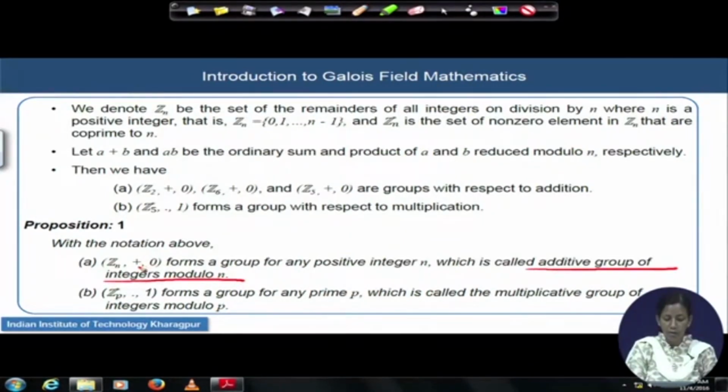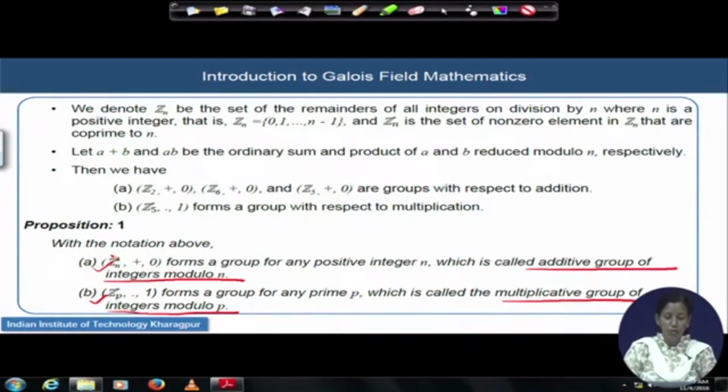So we have to prove that this forms a group. And again, if p is a prime number, then Z p star with multiplicative operator and identity element 1 will also form a group for any prime number p, which is called the multiplicative group of the integers modulo p. We have to prove that this is really a group. So we will do it in the next slide.